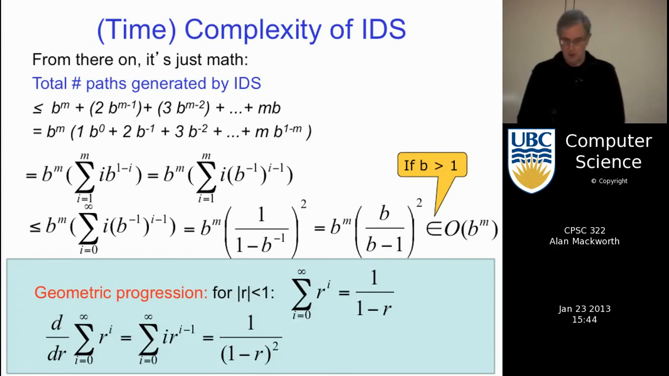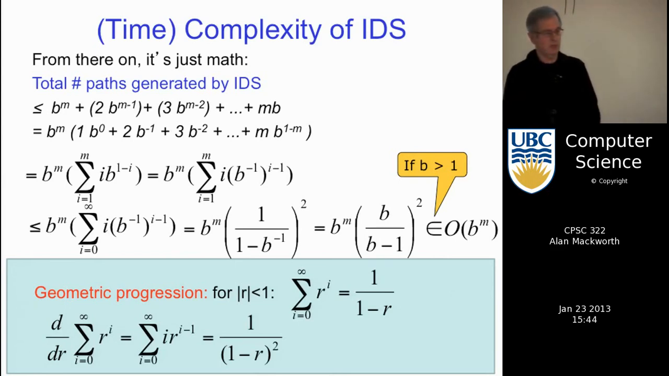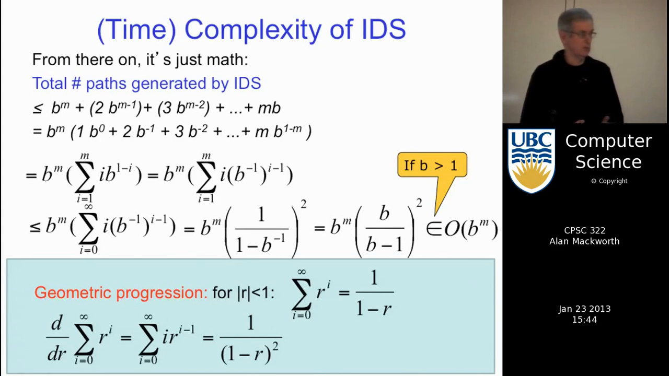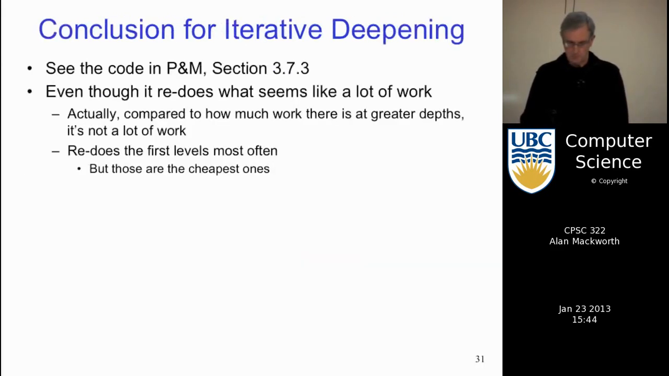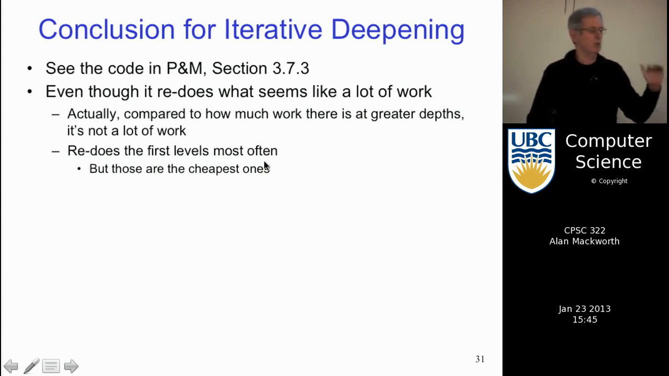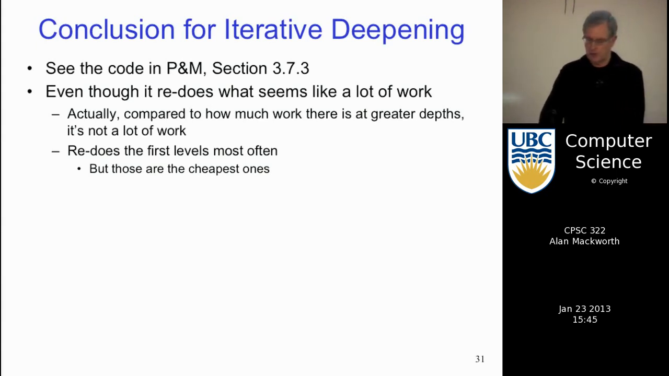Okay? And the thing is, with exponential space, you're guaranteed to have exponential time. Whereas if you've got linear space, on real problems you'll find it's typically much less than exponential time. So the code is given. We give a pseudo-algorithm in the book, in this section. It redoes a lot of work, but in fact, it's not much more than what depth first search does, because it's the first levels that get done most often, and they are the cheapest levels to look at.